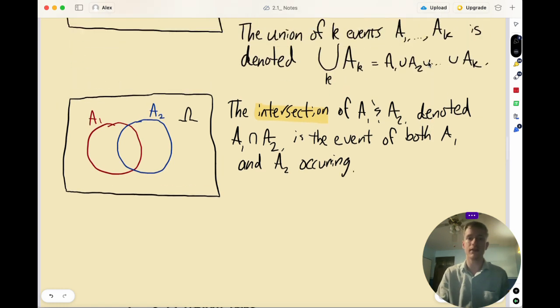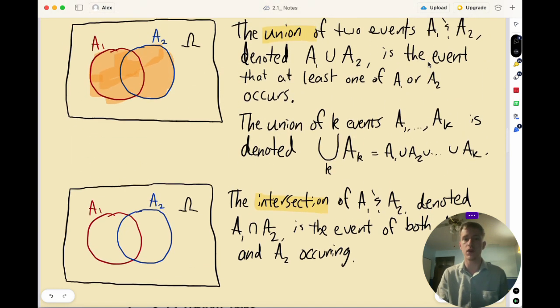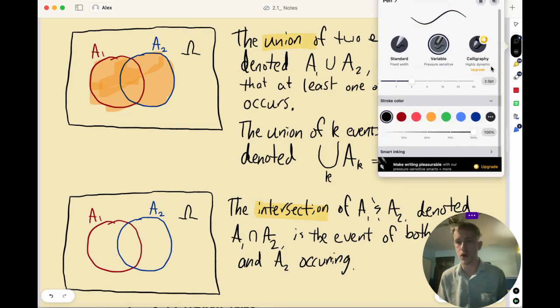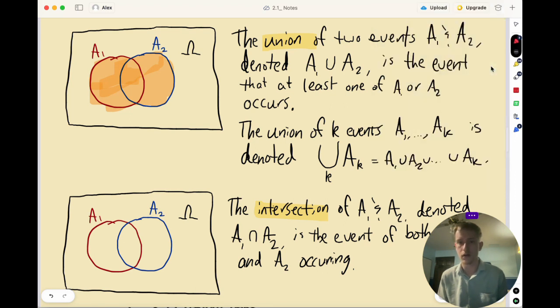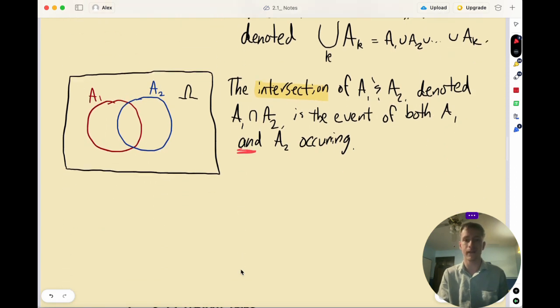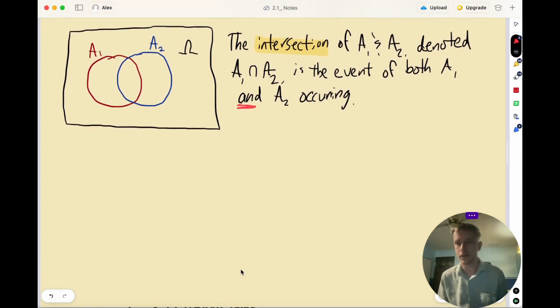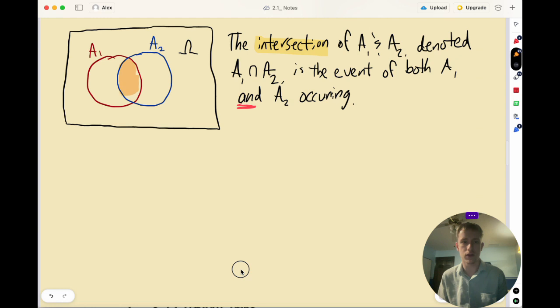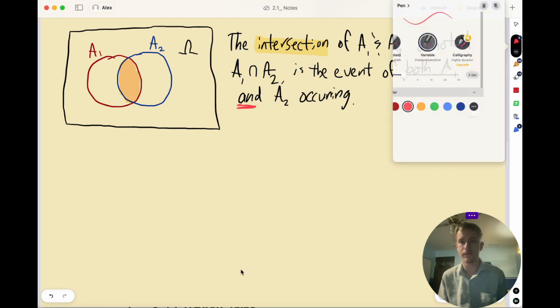Whereas with the union, the important word to always remember is the word or, with intersections, the important word is the word and. And very clearly on the Venn diagram, it should be this region that's shaded.